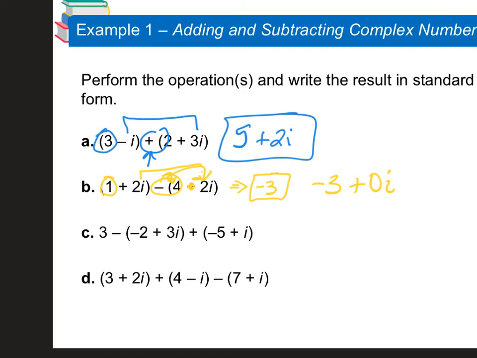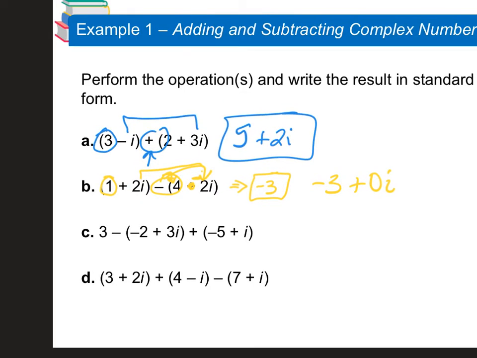Okay, look at the next one. There's a little extra we have to do here. There's a -1 in front. So what do I have to do before I can start combining all my like terms? Distribute the negative. So this becomes positive 2, and this becomes negative 3i. So 3 plus 2 is 5. Minus 5 is 0. So they all cancel out. And then what's negative 3i and a positive 1? Negative 2i. I could also write that as 0 minus 2i. Same thing.